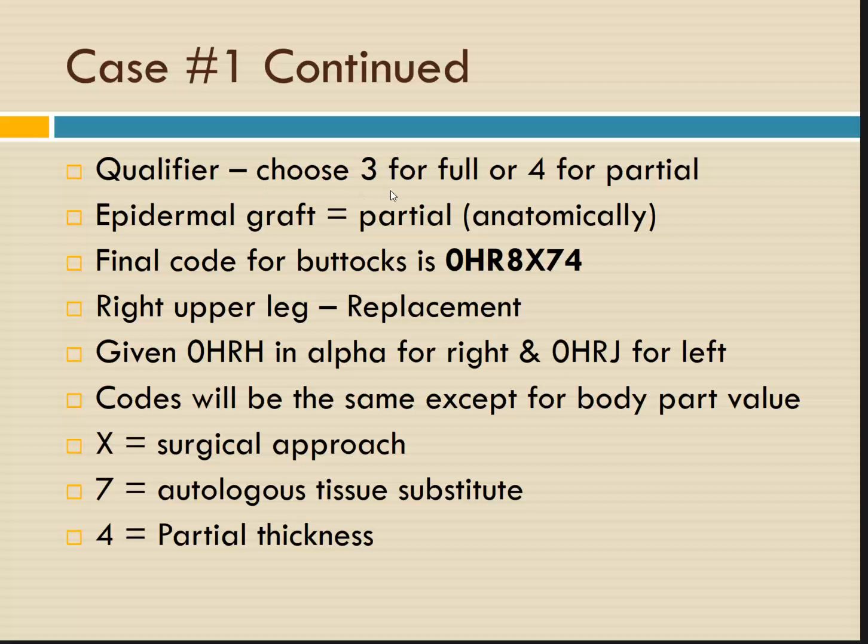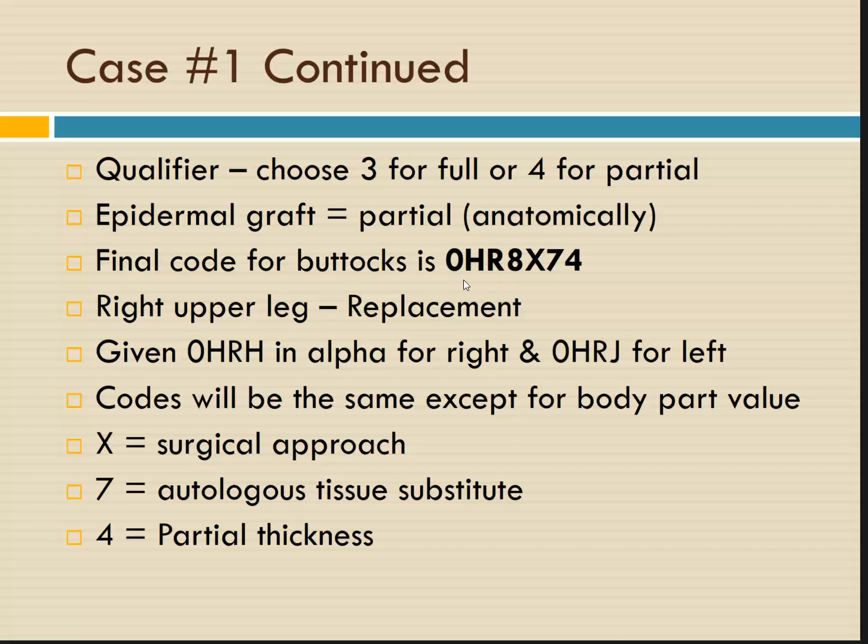Qualifier. We are going to reflect the qualifier because, again, back in chapter 14, your textbook authors talk about this qualifier is not going to always be Z in integumentary body system. In this case, you have 2 options. You have 3 or 4 are your character value options. This patient had an epidermal graft. Epidermal is part of your skin, so that equates to partial. So we're going to choose that as our final character value, which is 4.